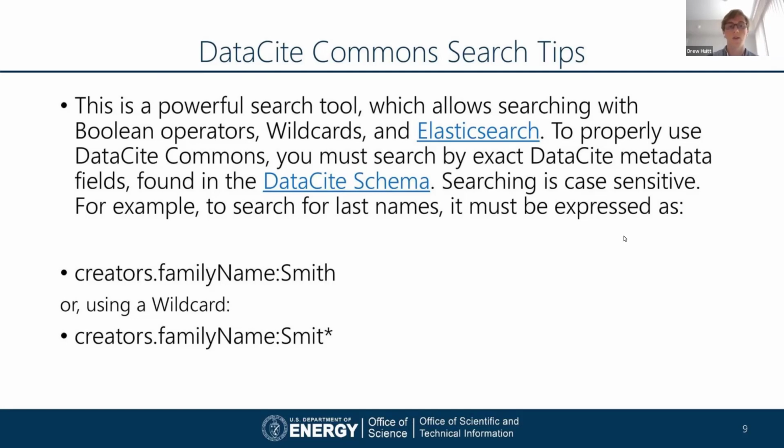In the example I have below, if you want to search for last names, you must express it the following way. This is the DataCite metadata schema, creators.familyName, and you need to capitalize the N in familyName, then colon, and then in this example, Smith. Or if you'd like to use a wildcard, you do that same search, but you put an asterisk at the end, and that'll get anything that starts with SMIT in that specific DataCite field.